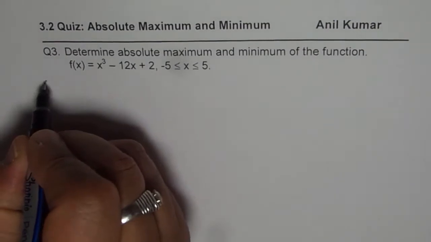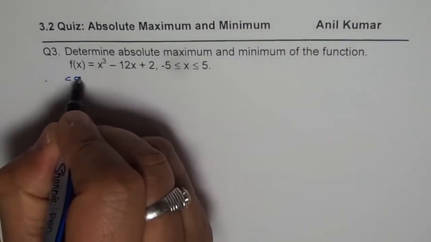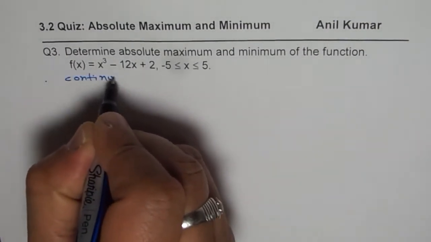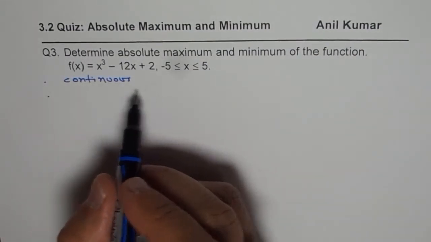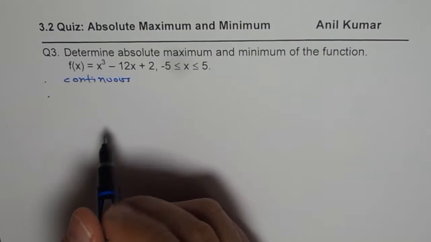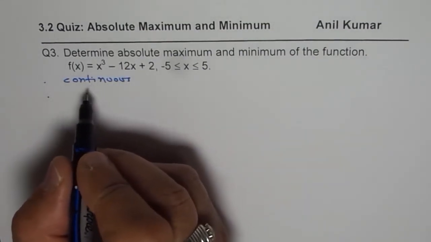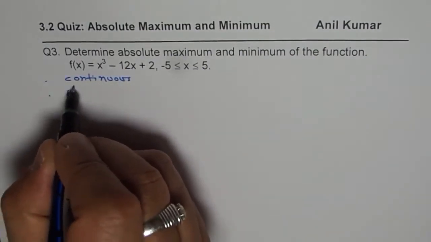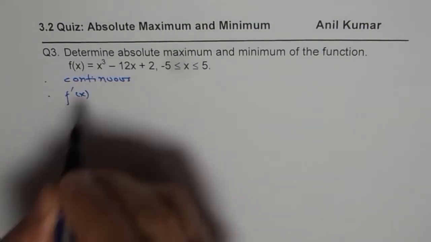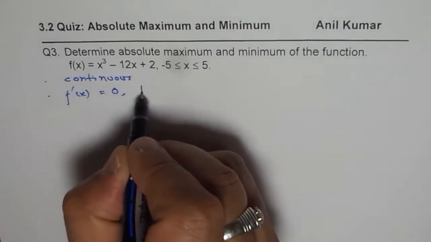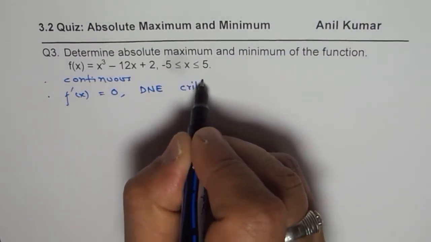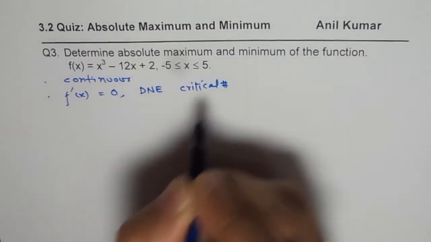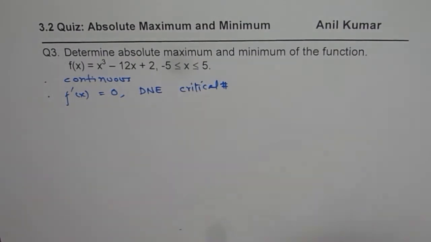So the first thing we should check: this is a continuous function, so that is fine. That means we can apply our strategy or algorithm for absolute maximum. What we need to find is the derivative f'(x) where it is 0 or does not exist, right? That gives us critical numbers. So let us find the critical numbers.